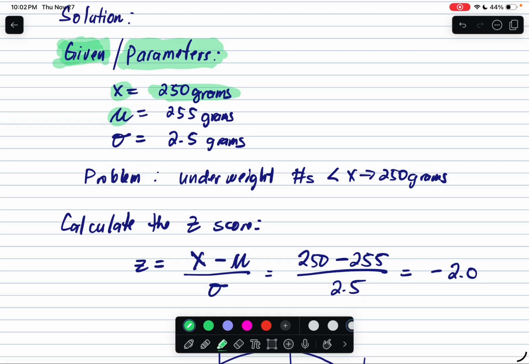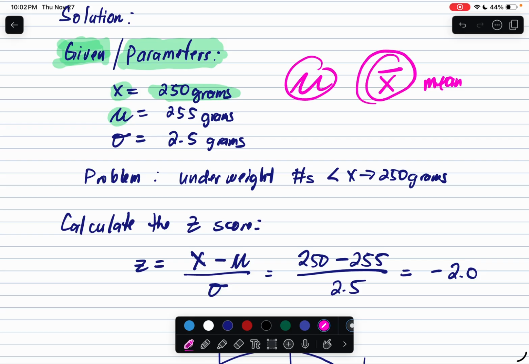In statistics, this symbol here is mu, or sometimes they call it x bar or mean. In some they use x bar, but in others they use mu. This is a Greek letter. They don't use it much because it's hard to type in a computer, so they usually use x bar. So this is your mean here, 255 grams.